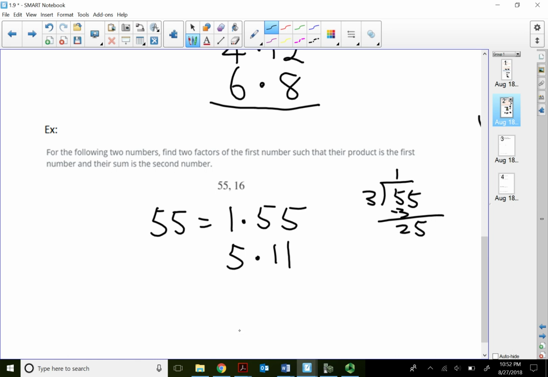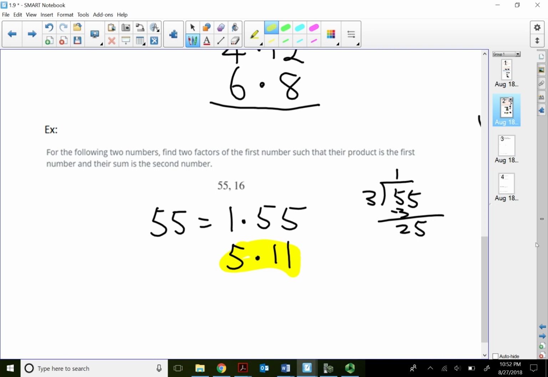So basically after the 5, it has to be 11. And you can kind of see it, right? 5 and 11 have a sum of 16. So my two numbers are 5 and 11, product of 55, sum of 16.